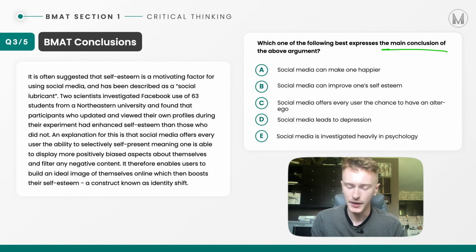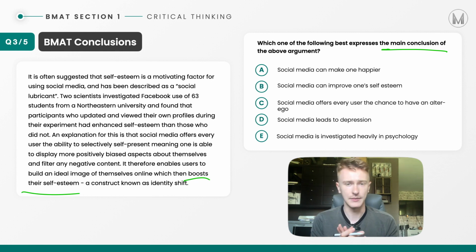We then move on, and it seems to just be explaining this whole passage, this whole piece of research. And actually, he seems to be very factually just going through it, offering explanations. We get given information such as identity shift and the role of social media in creating that identity shift. And particularly, we see that it allows young people to build an ideal image of themselves, which boosts their self-esteem.